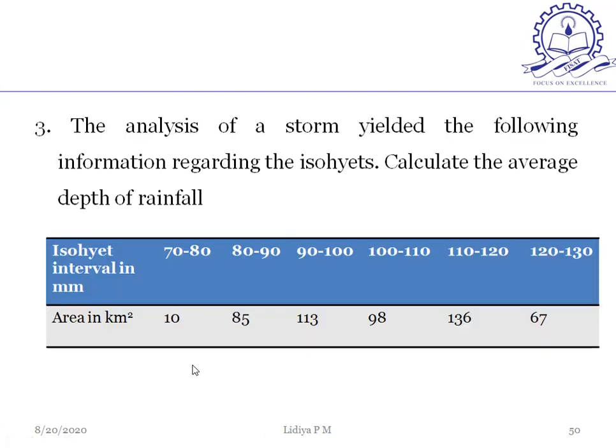Then coming to the last question, analysis of a storm yielded the following information regarding the isohyets. Calculate the average depth of rainfall. So here the isohyet interval is given as 70, 80, 80, 90 like that. Then area in kilometer square is given as 10, 85, 113, 98, 136 and 67. So you have to calculate the average depth of rainfall. First you have to find out the average rainfall, then the average rainfall times area divided by the total area will give the average depth of rainfall.